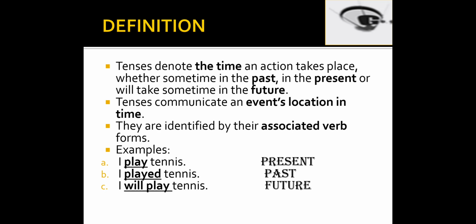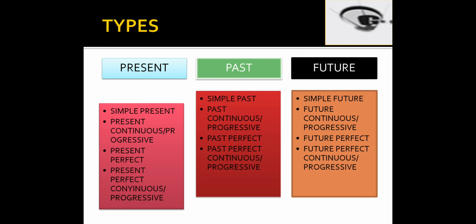For example, I play tennis is in present tense. When it gets changed into I played tennis, it is the past form. And when we say I will play tennis, it will be the future tense. So play is the present tense, played is the past tense, and will play is the future tense. We have three types of tenses: the present tense, the past tense, and the future tense.